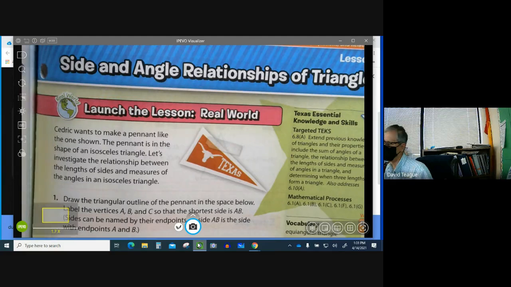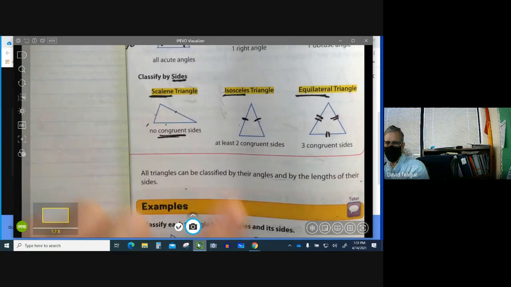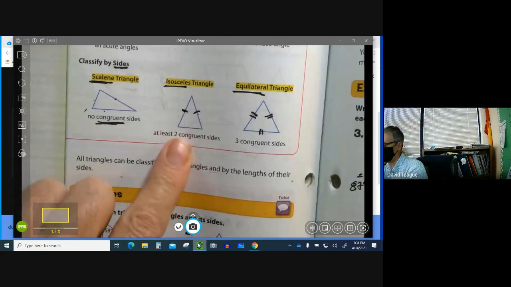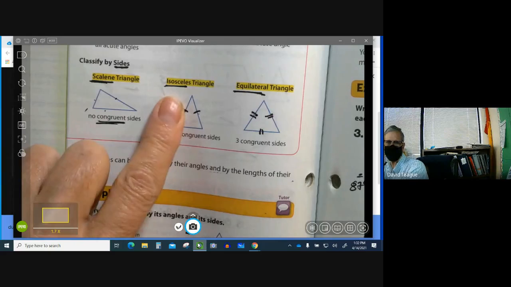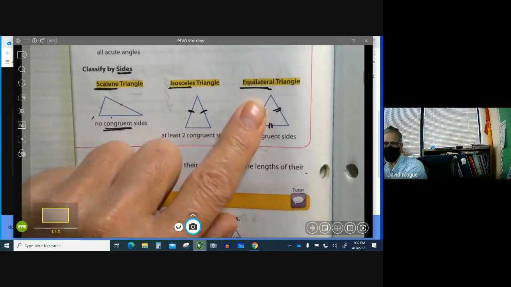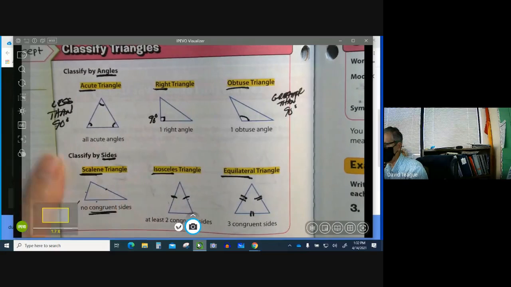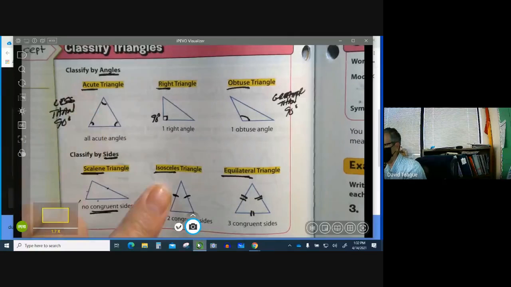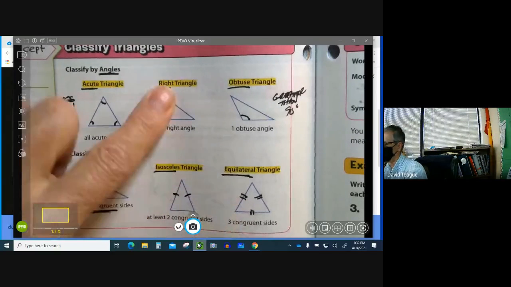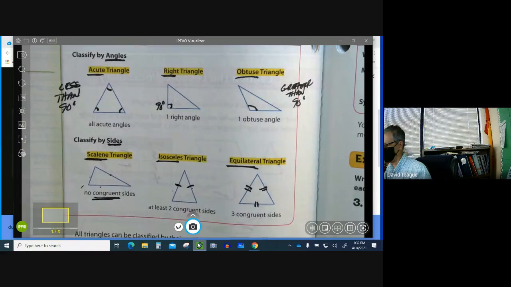I don't know. So if you turn to this page right here, 686, right? If it has no congruent sides, it's a scalene triangle. If it has two congruent sides, it's an isosceles triangle. And if it has three congruent sides, it's an equilateral. So you'll identify the angles, then the sides. So you could have an acute scalene or acute isosceles or acute equilateral, right? You can have any combination of those, but that's how you classify a triangle.